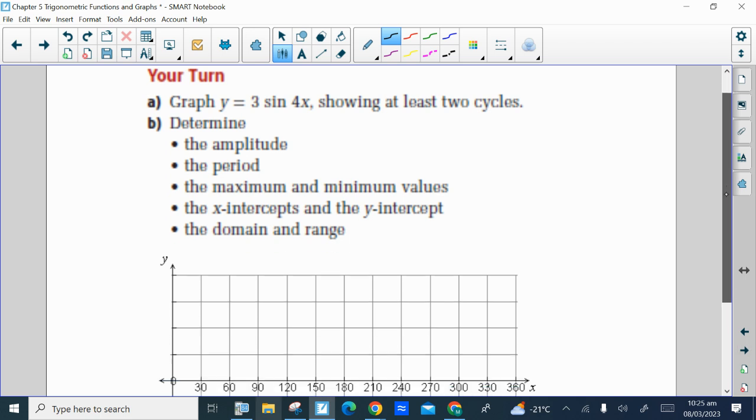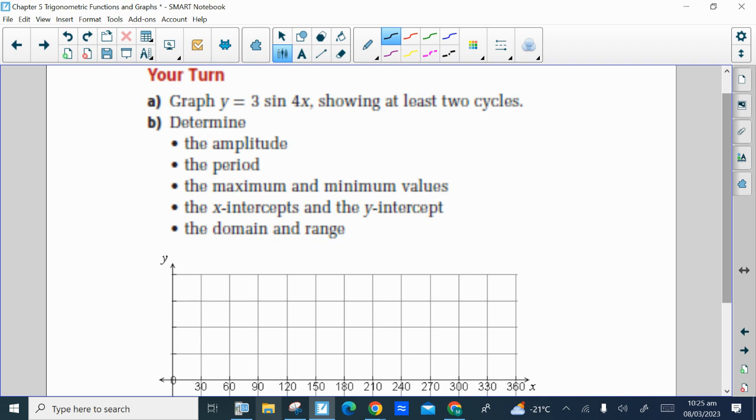So for this one, we want to graph y equals 3 sine 4x. So the amplitude for this would be 3. It's the absolute value of a. Our period will change because we have a b value of 4. Again, our graph is set up so that we're graphing in terms of degrees on the x-axis. So the period will be found by taking the 360 degrees and dividing it by the absolute value of 4, which is every 90 degrees.